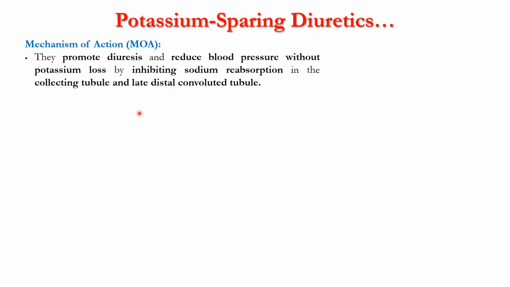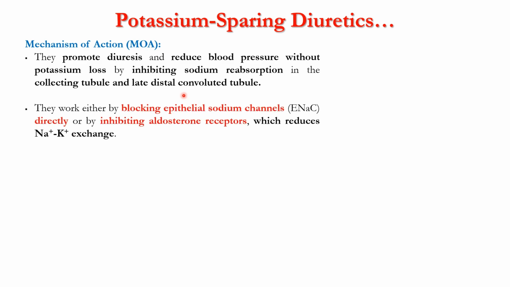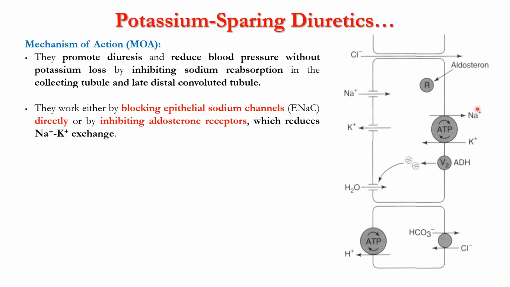The mechanism of action of potassium-sparing diuretics. So they promote diuresis and reduce blood pressure without potassium loss by inhibiting sodium reabsorption in the collecting tubule and the late distal convoluted tubule. So they work either by blocking the epithelial sodium channel directly or by inhibiting aldosterone receptors, which reduce sodium potassium exchange. So when they act here, this is the receptors. When they act here, they can reduce the sodium potassium exchange.